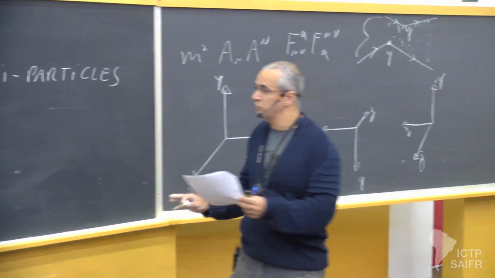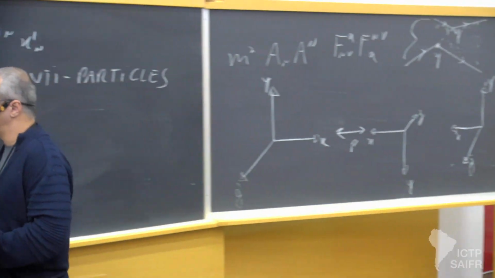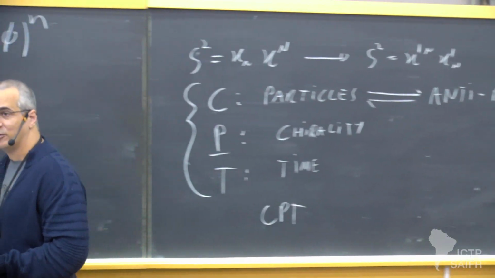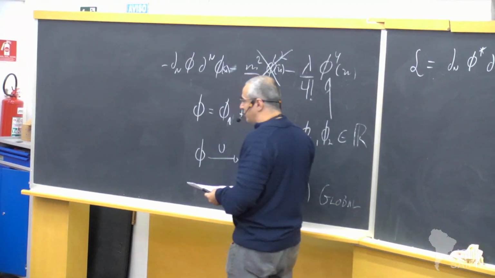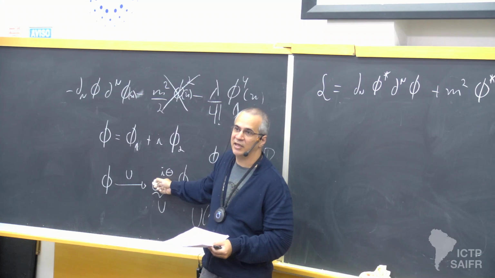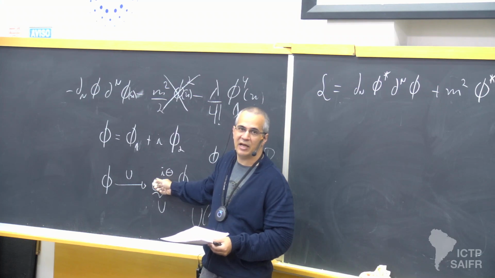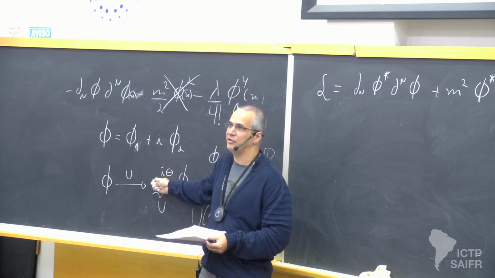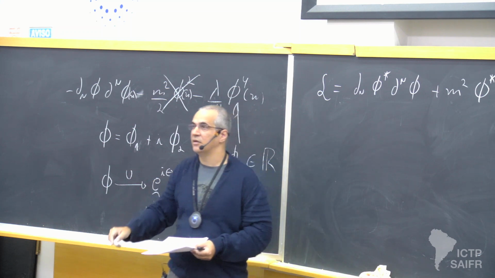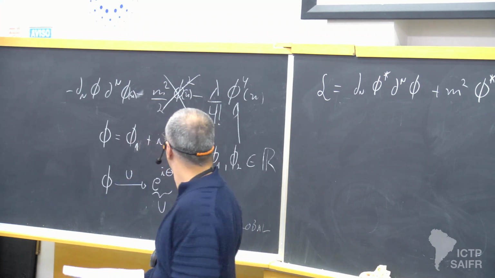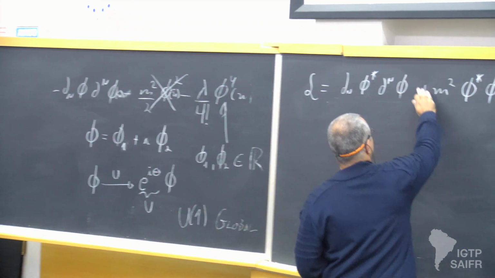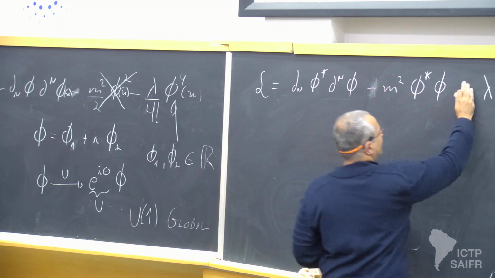Now suppose I want to be more ambitious. This is the old way of getting to these theories, but it's the simplest way. And now I want my theory to be invariant even if I'm changing the phase of the field differently at different points of space-time. In fact, it should be minus here. I'm not being very careful.